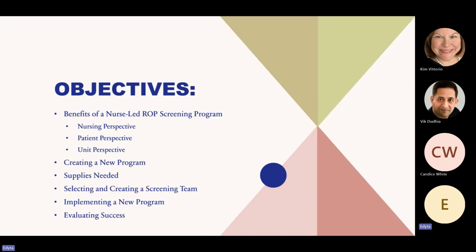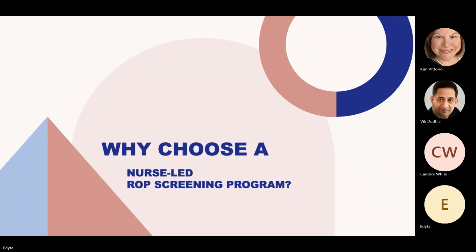So let's dive in. As I discussed, here are our objectives that we're going to go over. We're going to talk a little bit about the benefits. We're going to look at the nursing perspective, the patient perspective, and the unit perspective, how to create a new program, what supplies you need, how to create your team, how to roll out your program, and then how do you evaluate if you're being successful.